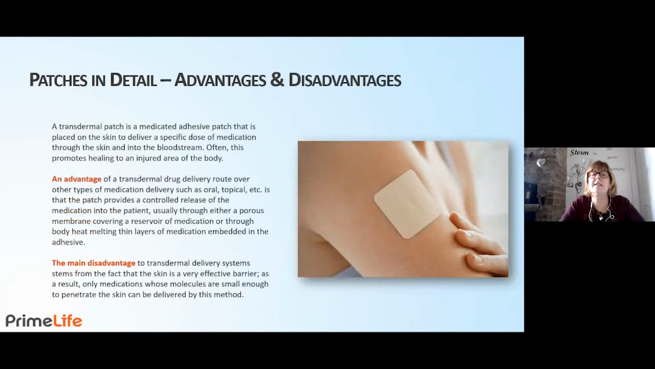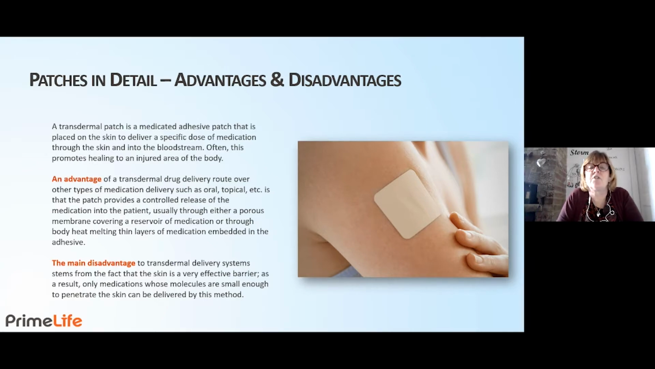So, patches in detail. Let's have a quick look at the advantages and disadvantages. As we said before, a transdermal patch is a medication adhesive patch that is placed onto the skin to deliver a specific dose of medication through the skin and into the bloodstream. Often, this promotes healing to an injured area of the body.